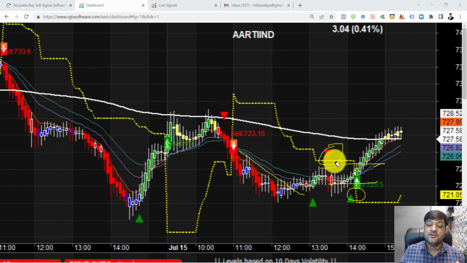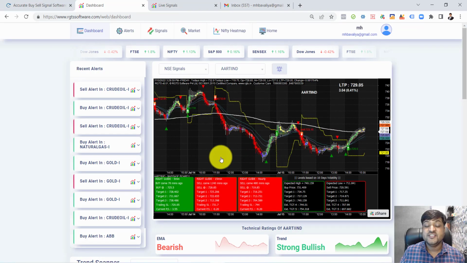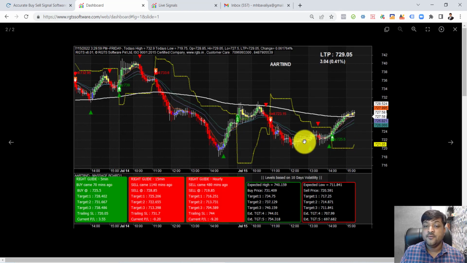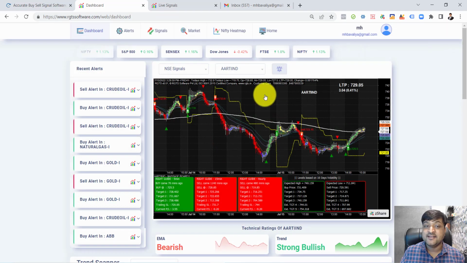Always trade with a trailing stop loss. Without a stop loss, please don't keep your position open, right? Always fill the stop loss in the terminal. Okay, so this is the rule for the triangle, and a few examples for the buy and sell signals.